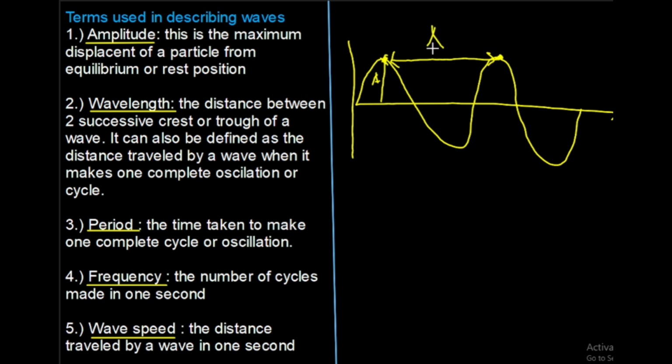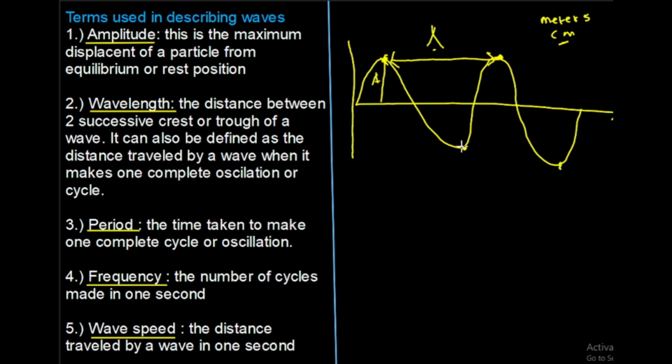And wavelength is represented with the symbol lambda. That's the symbol for wavelength, and it is measured in meters. Though we can also have other units like the centimeter, meter is the standard unit for wavelength. So wavelength is the distance between two successive crests or the distance between two successive troughs.